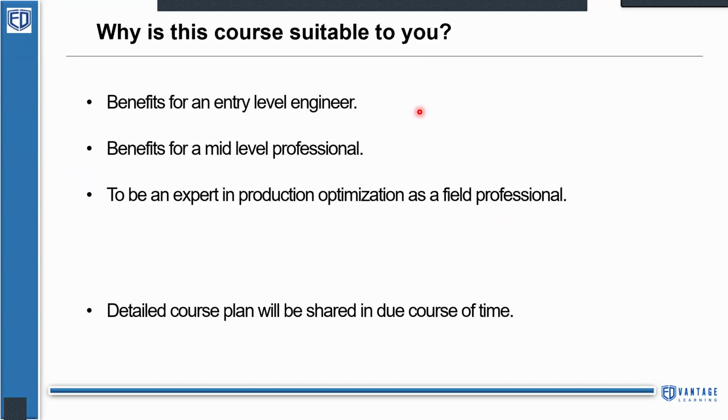So why is this course suitable for you? That is what we have to understand. If you're an entry-level engineer, it is very beneficial because you learn everything from scratch, as I'll be teaching you from the very start of the production system, how it is developed and how we should carry on with it. For a mid-level professional, if you are a reservoir engineer, completions engineer, or a production or drilling engineer, it is beneficial because you'll be learning computational software to optimize production. This can help you to be an expert in production automation as a field professional.